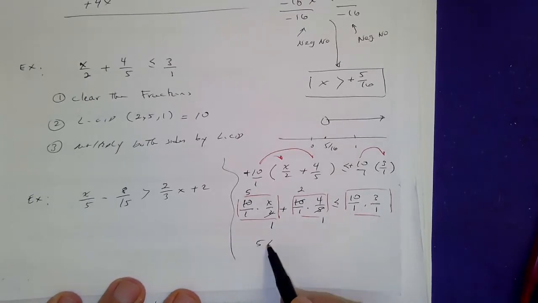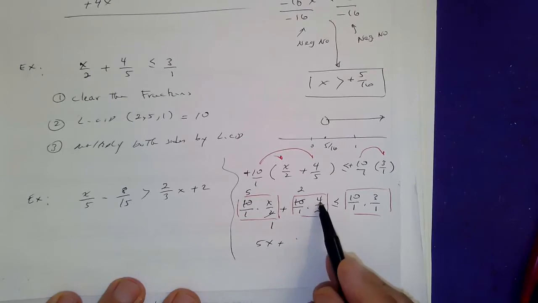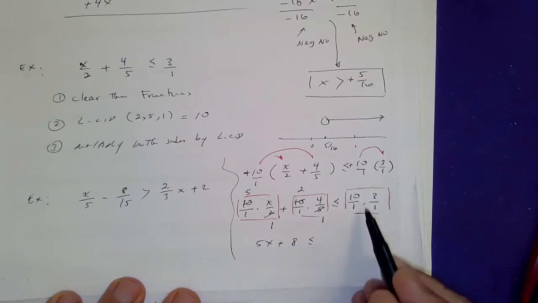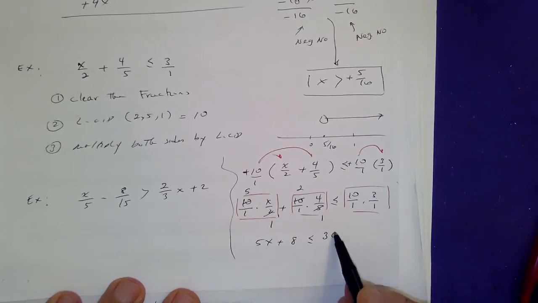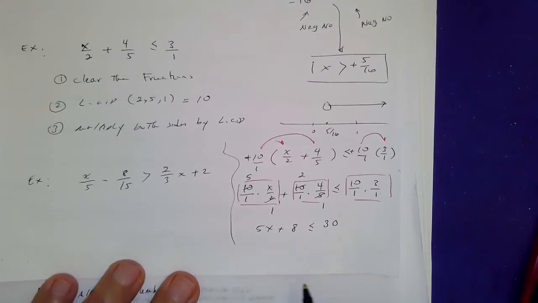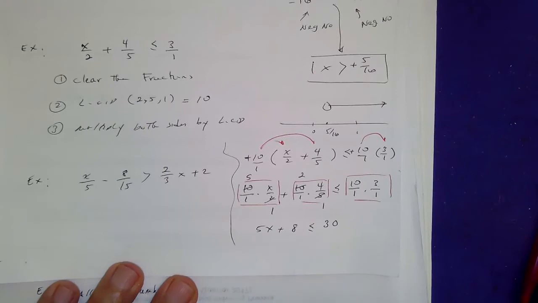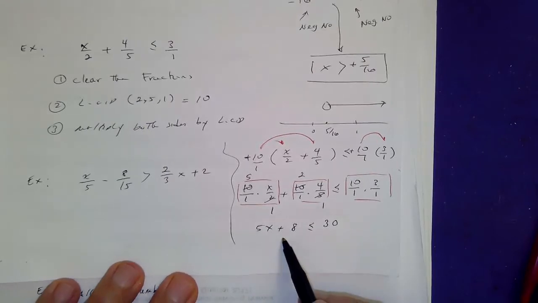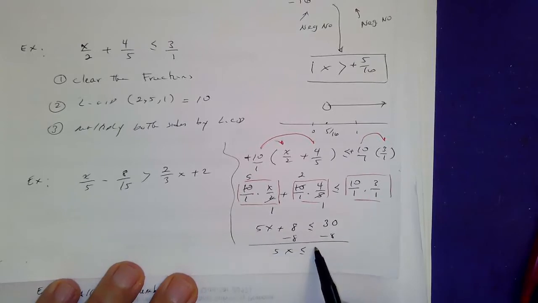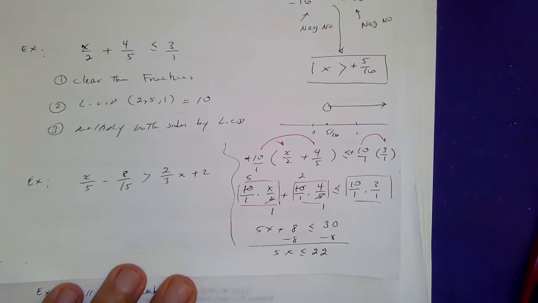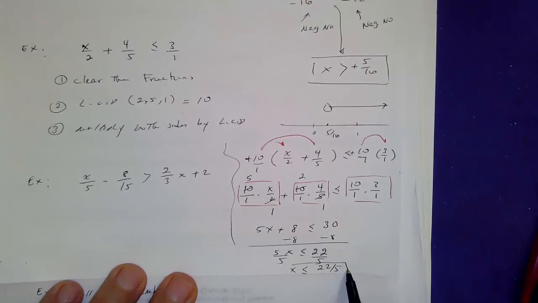So the bottom line is you get 5x plus 2 times 4, which is 8, less than or equal to 3 times 10, which is 30. So no more fractions. That was the whole idea behind multiplying both sides by the LCD. Subtract 8. So we get 5x less than or equal to 22. Is that right? Divide both sides by 5. So x is less than or equal to 22 over 5.